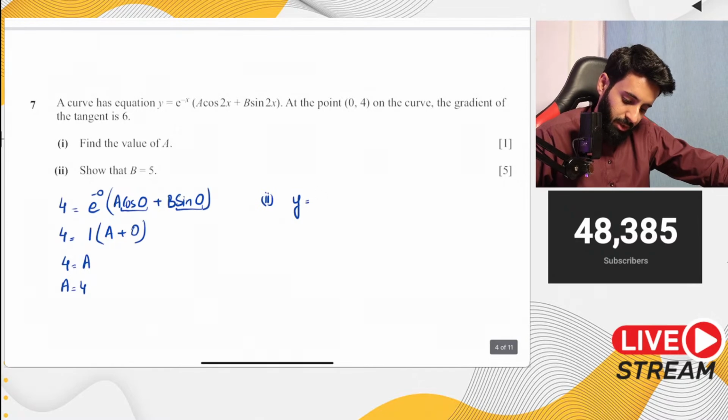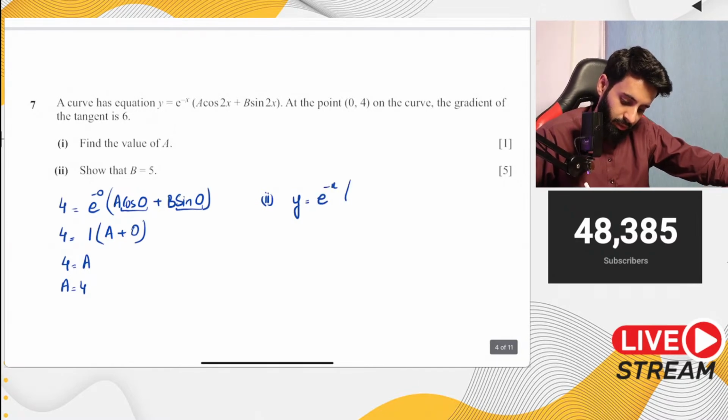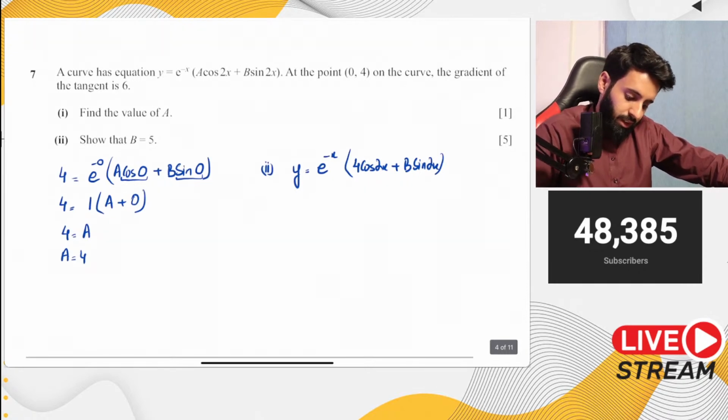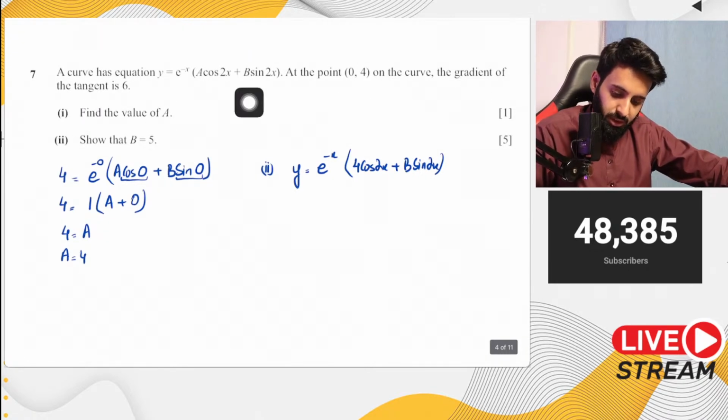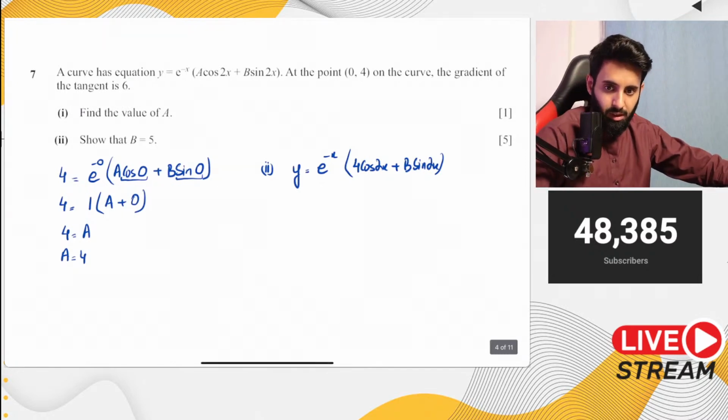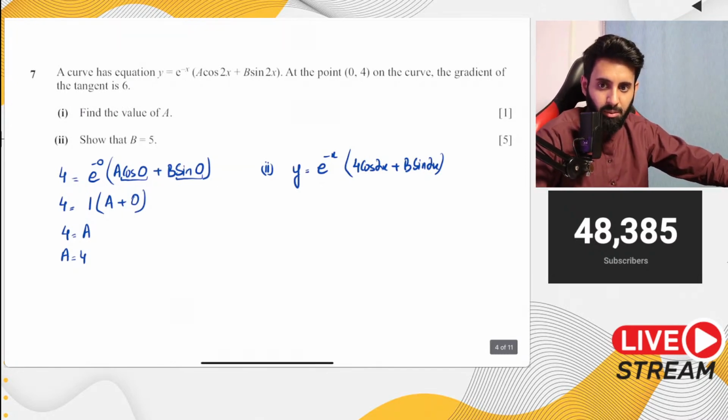Y equals e to the power minus x, times (a cos 2x plus b sine 2x)... the gradient of the tangent when x is 0 is equal to 4. Now how do we differentiate this? We'll have to differentiate it, and the way we'll do that is by using what?